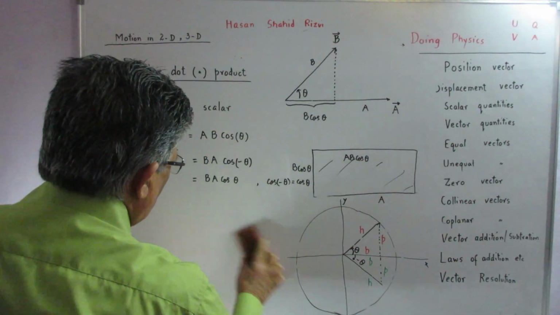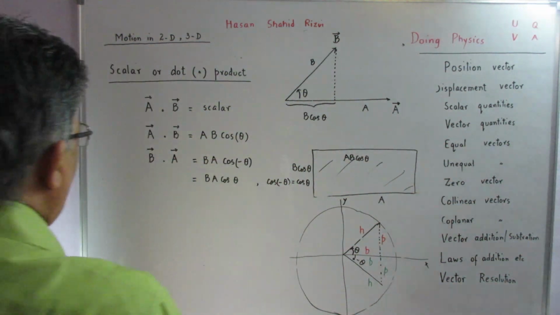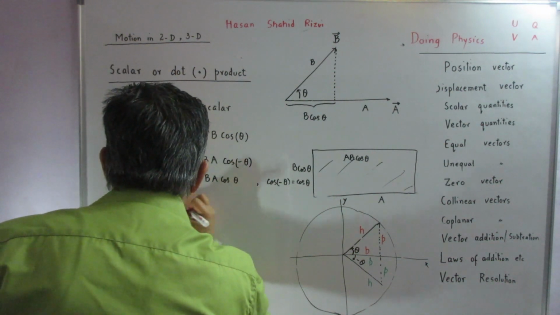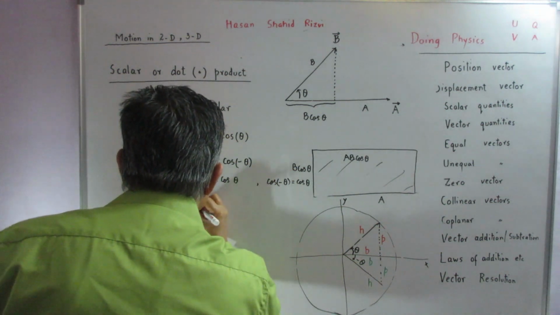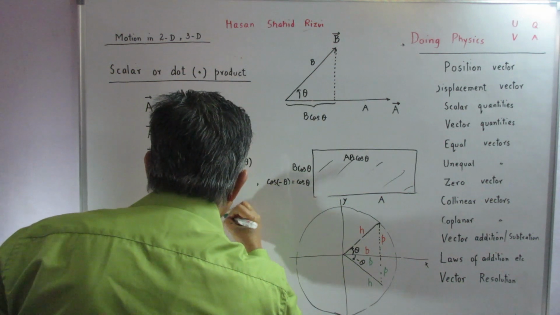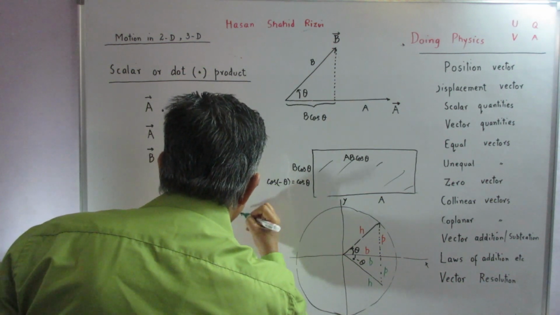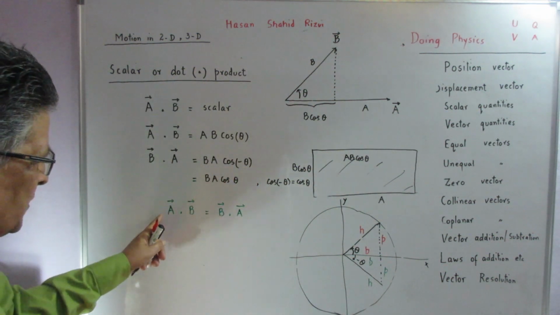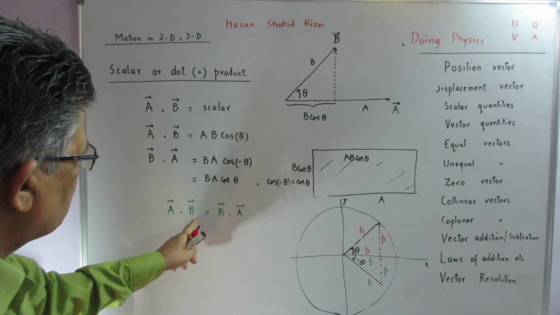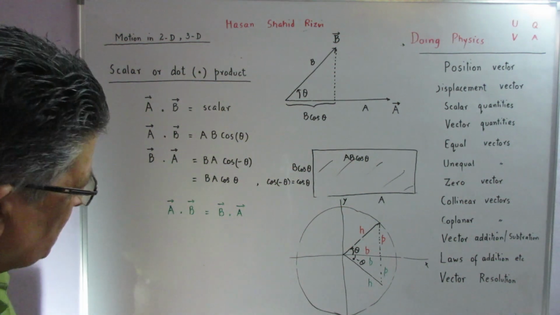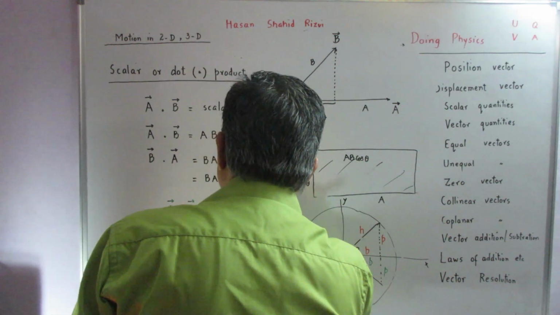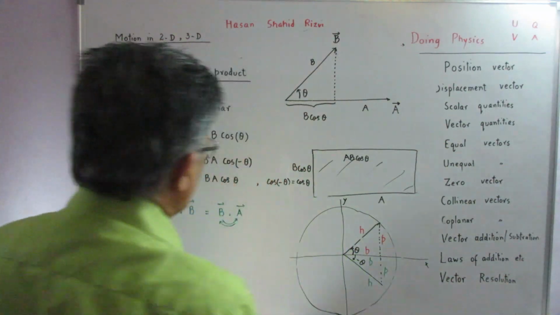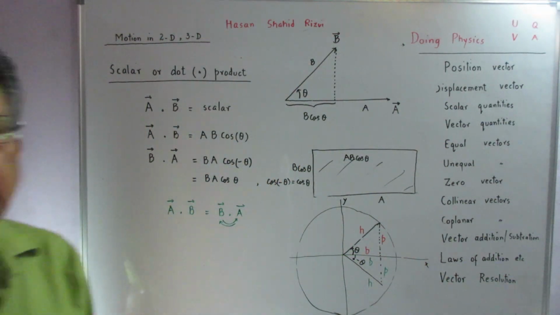I go back here. So what I obtained is that A dot B is equal to B dot A. That means my vector A can commute from the first position to the second position, and from the second position it may come back to the first position, and therefore what will we say? This process is commutative.